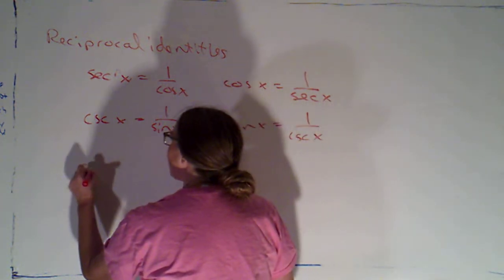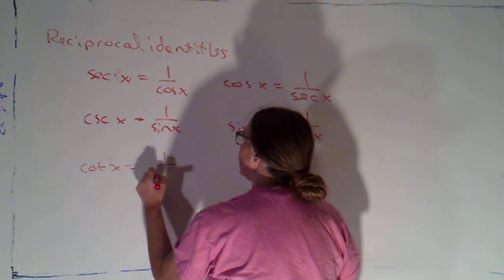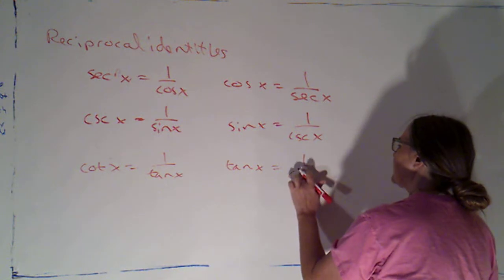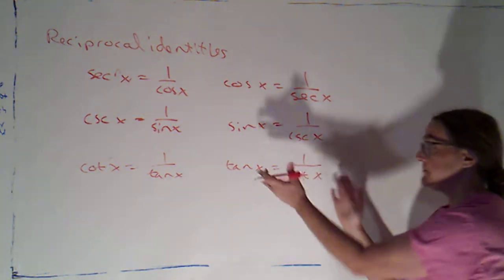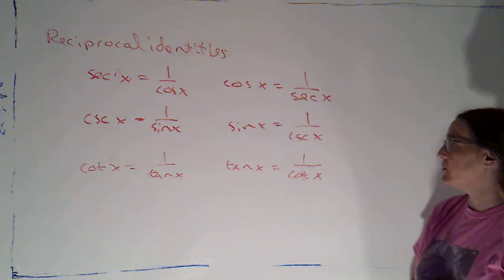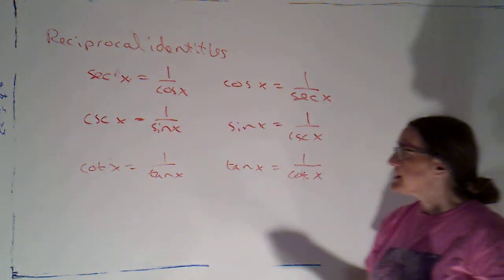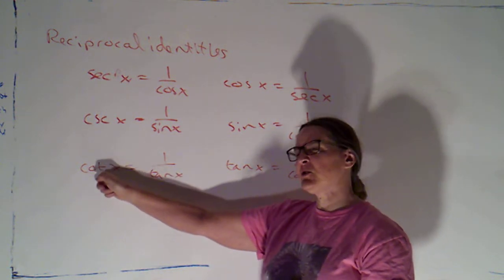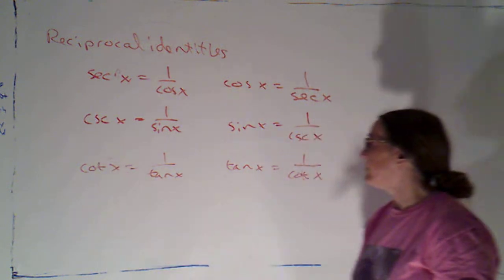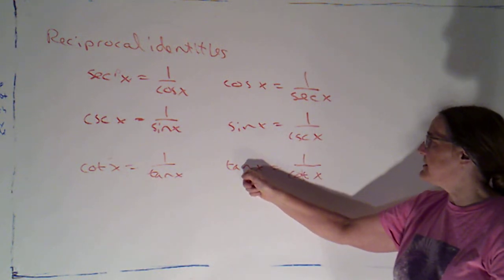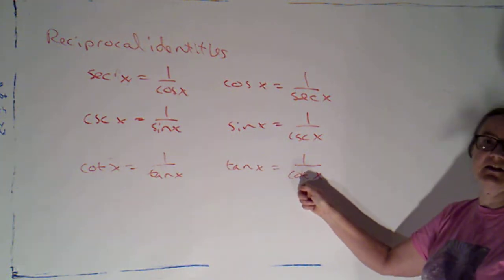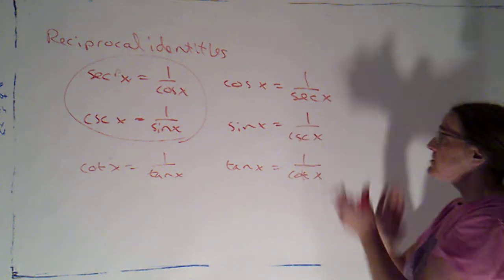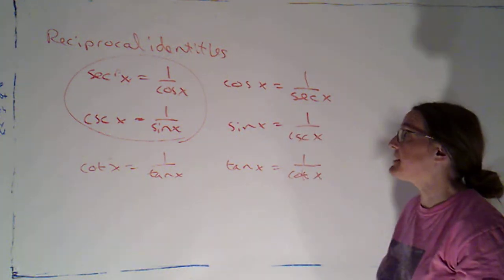Okay. And then we've got cotangent of x is the reciprocal of tangent of x, and tangent of x is the reciprocal of cotangent of x. Now, neither one of these is the definition of cotangent or tangent, because of course tangent is undefined at odd multiples of pi over 2. At those places cotangent would be 0. And tangent is 0 at multiples of pi, which is where cotangent is undefined. Okay, so only these two are actually definitions. The others, though, are all identities that are true whenever both sides are defined.